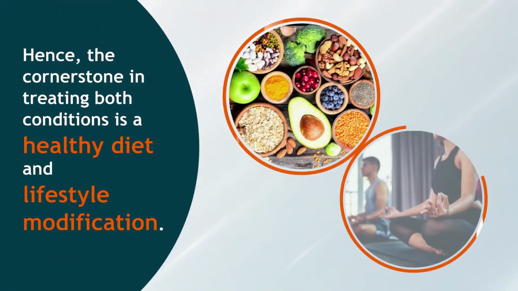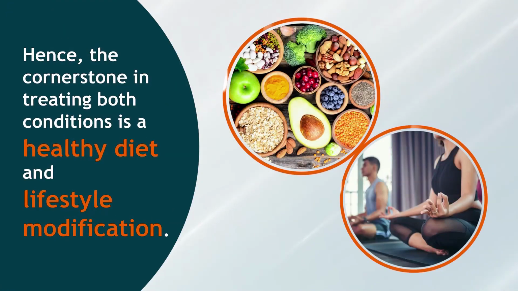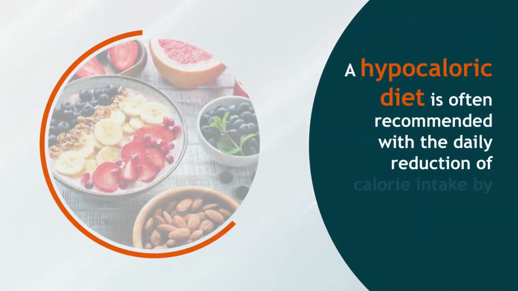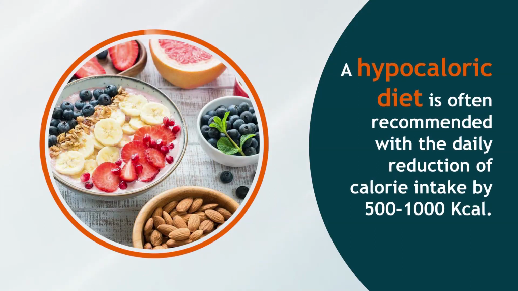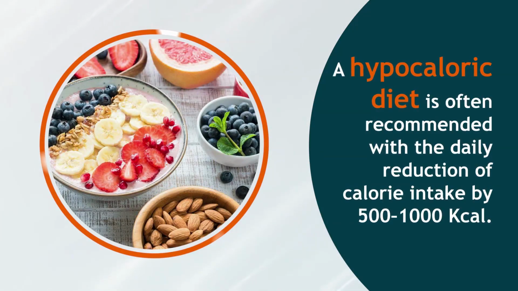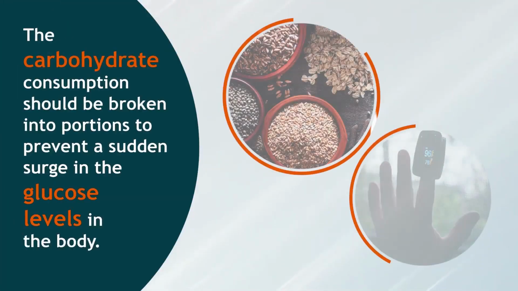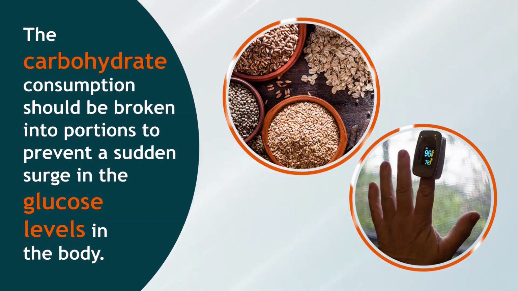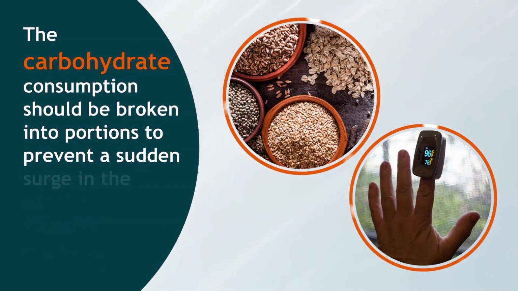Hence, the cornerstone in treating both conditions is a healthy diet and a lifestyle modification. A hypocaloric diet is often recommended with a daily reduction of calorie intake by 500 to 1000 kilocalories. The carbohydrate consumption should be broken into portions to prevent a sudden surge in the glucose levels in the body.